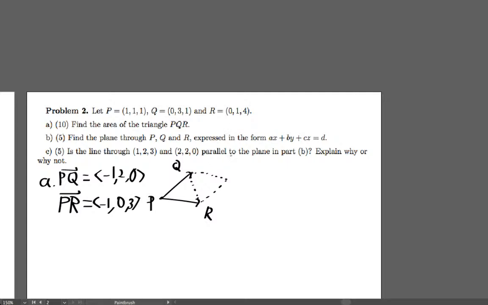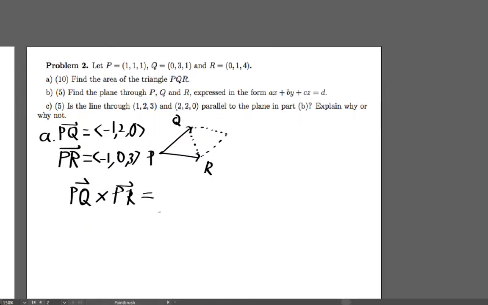So we want to take the cross product of PQ cross PR. And by the way, PQ cross PR is not the same as PR cross PQ. Instead, PQ cross PR is negative PR cross PQ. So that's something. And how do you actually calculate cross products? This is how I do it, by using a matrix.